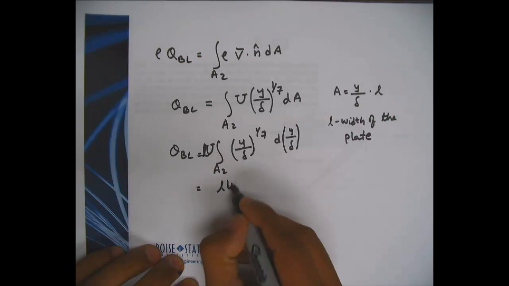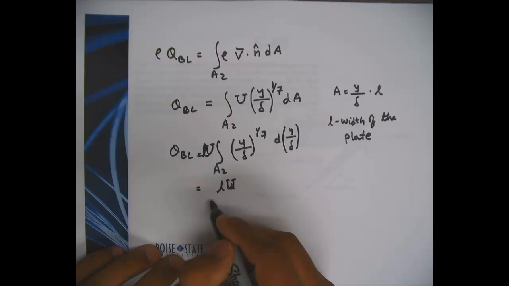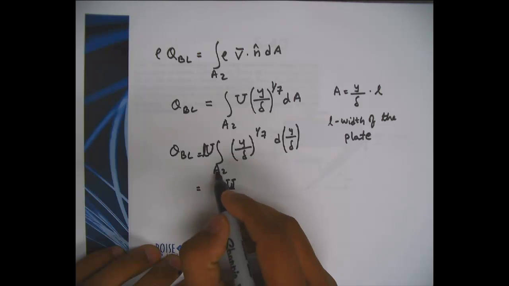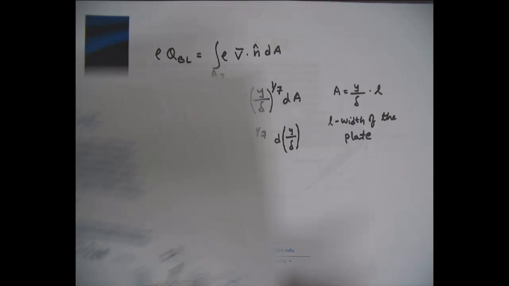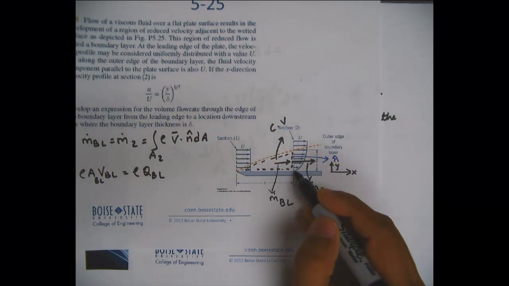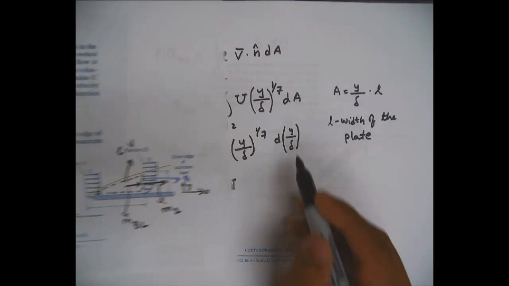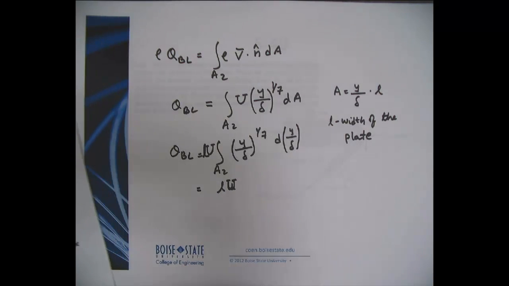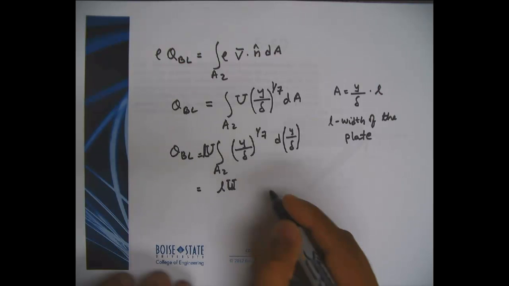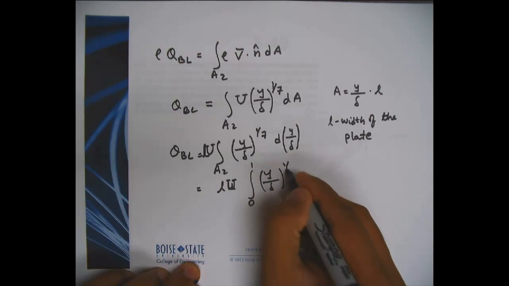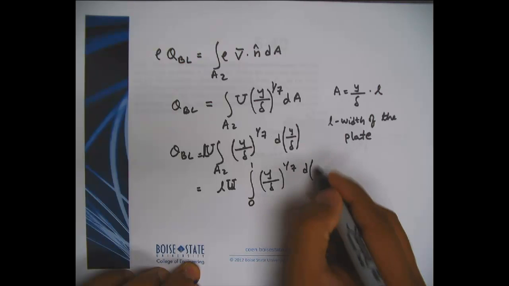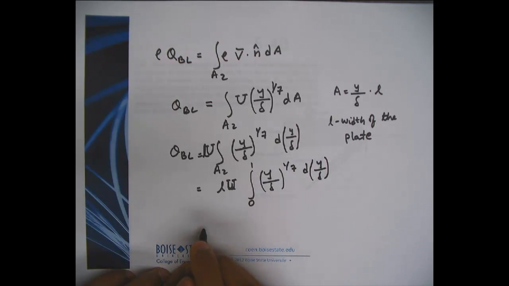Now I have to determine the limits. We have written it as only one variable, so our limits of integration would be 0 to some y, and we can determine these definite integrals from the figure. At y equal to 0, y over delta is 0. At y equals delta, y over delta is 1. So I can write this as the integral from 0 to 1 of (y over delta) to the power 1 over 7, d of (y over delta).